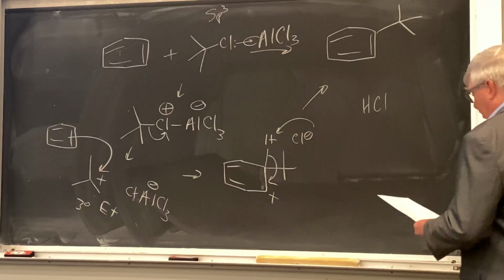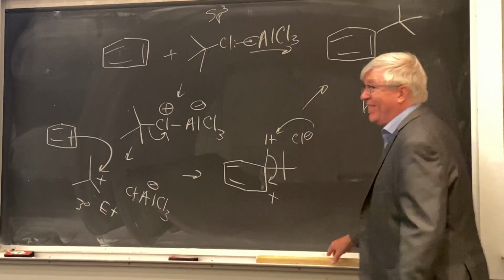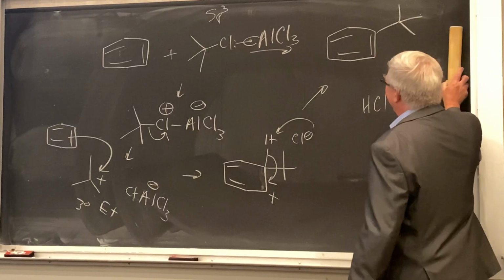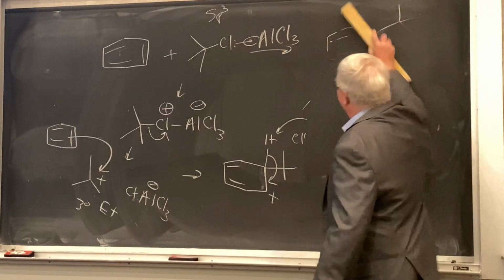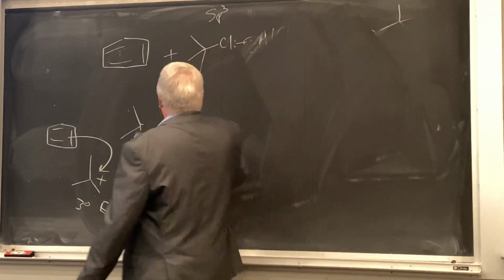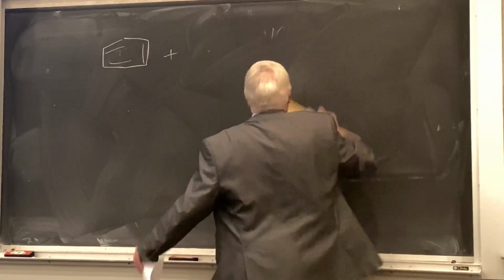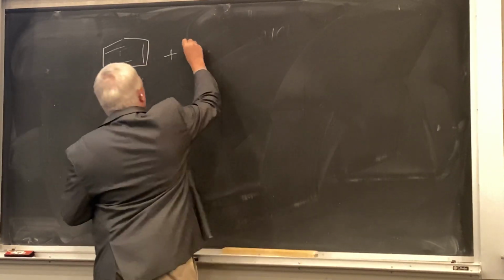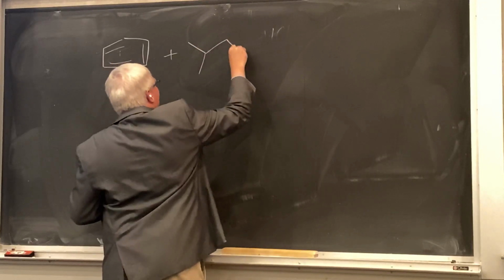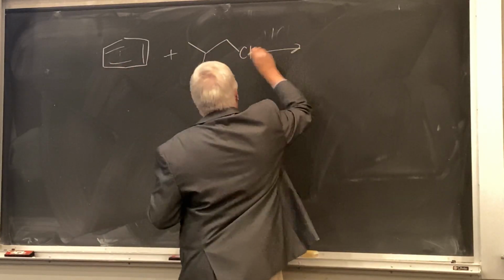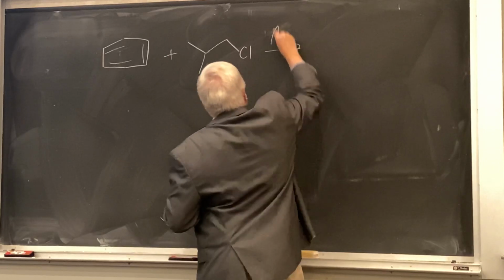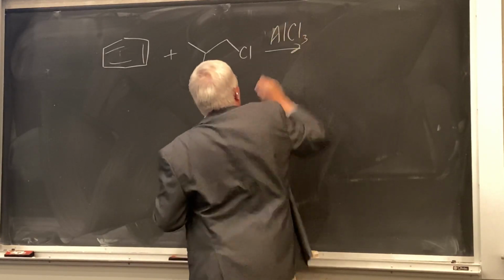Primary, secondary are okay, but let's look at one that's not okay right away. So that one is fine, but here's one where we're going to have a problem, or at least something's going to be different. Let's look at this one where we have an isobutyl group. Same thing, aluminum chloride here.